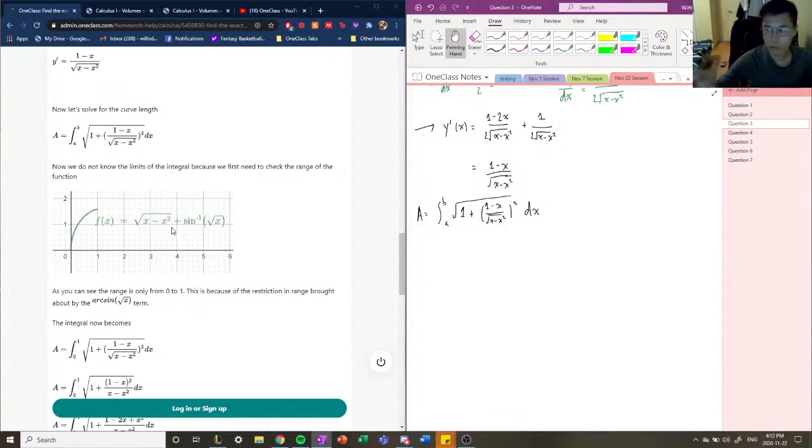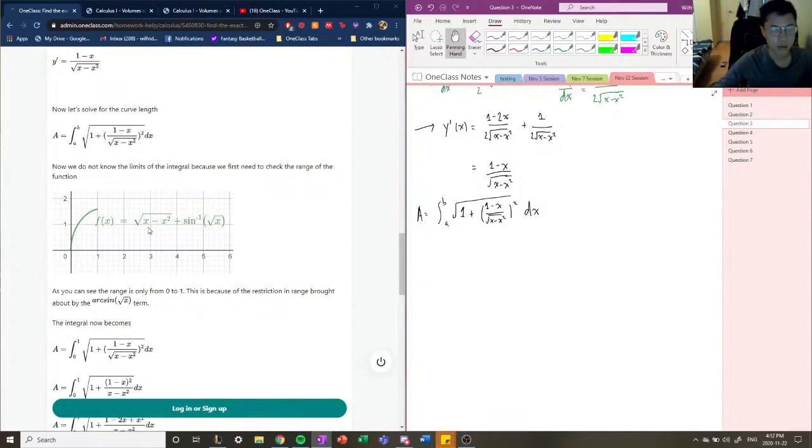And the general rule of thumb for finding the domain is we're trying to find the part of the function that is most restrictive, and the part of the function that is most restrictive will dictate what the domain is. In this case, the domain for our first part of the function, root x minus x squared, domain is between -1 and 1.